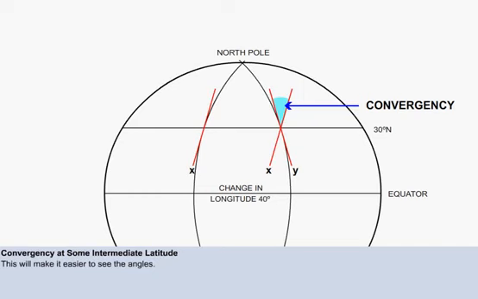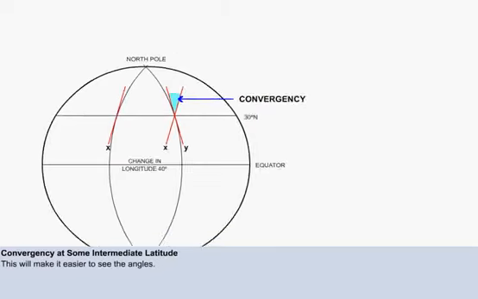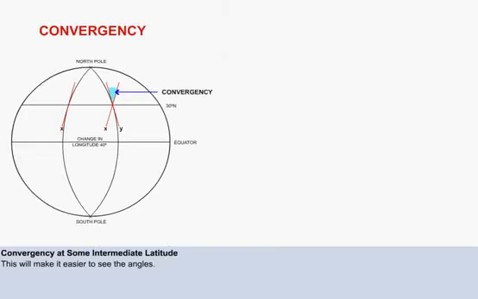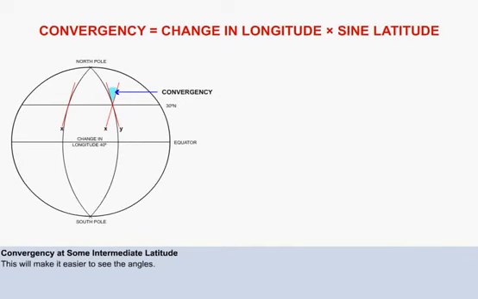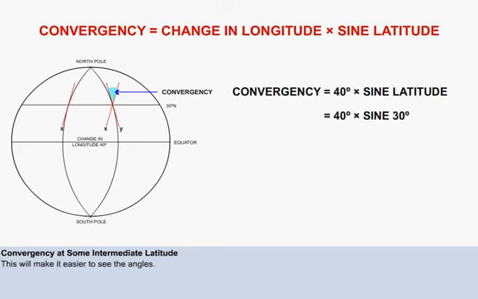The formula will tell us what this angle is. The equation is convergency equals change in longitude times the sine of the latitude. Substitute in what you know. The change of longitude is 40 degrees. The latitude is 30 north. And the sine of 30 degrees is 0.5. So the convergency in this example is 20 degrees.